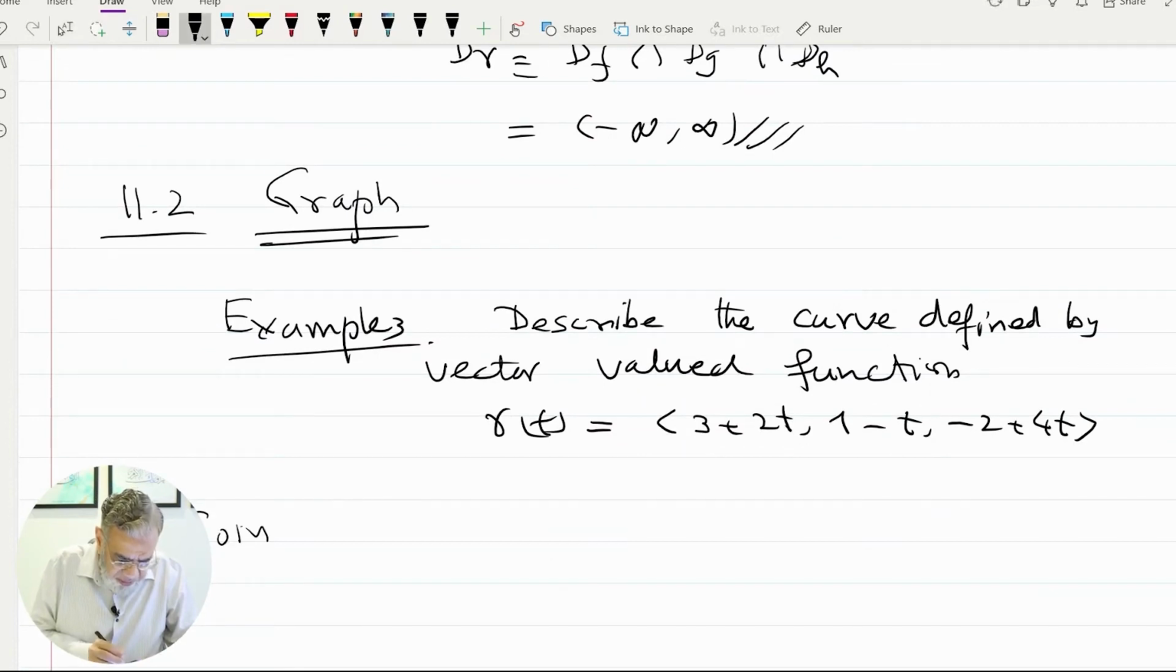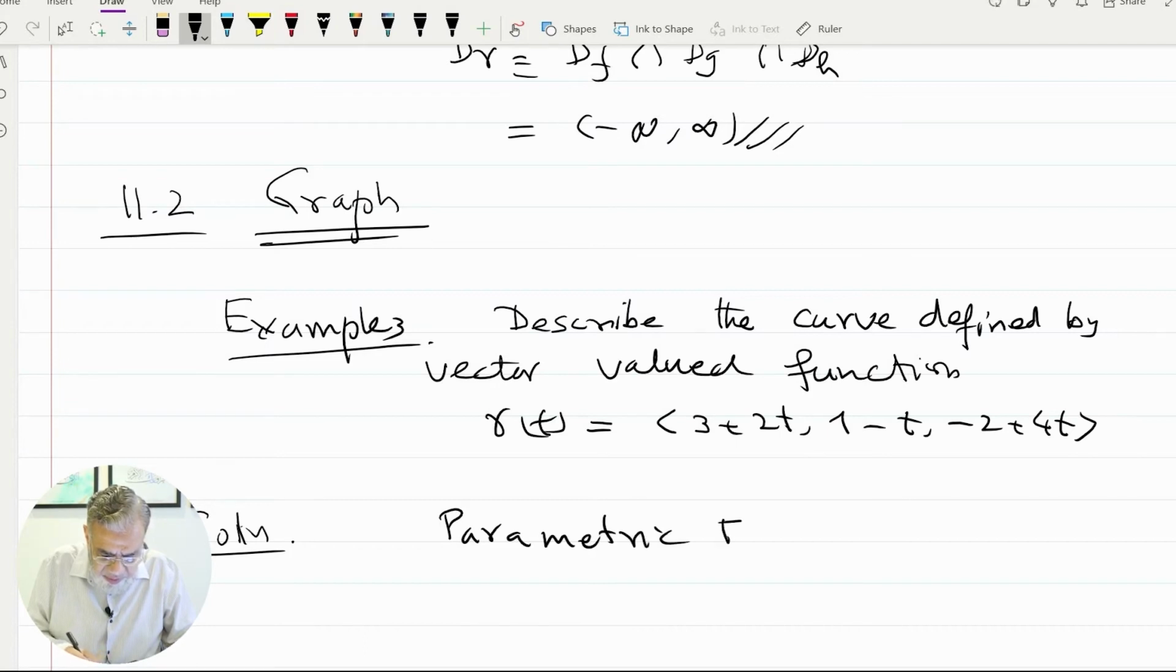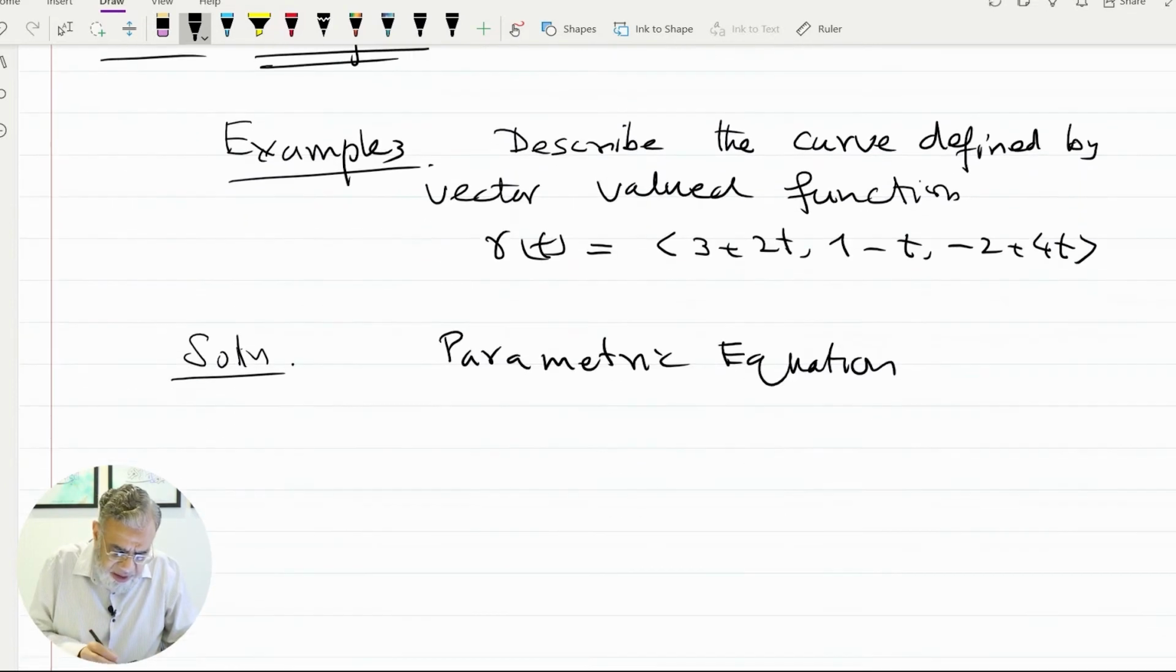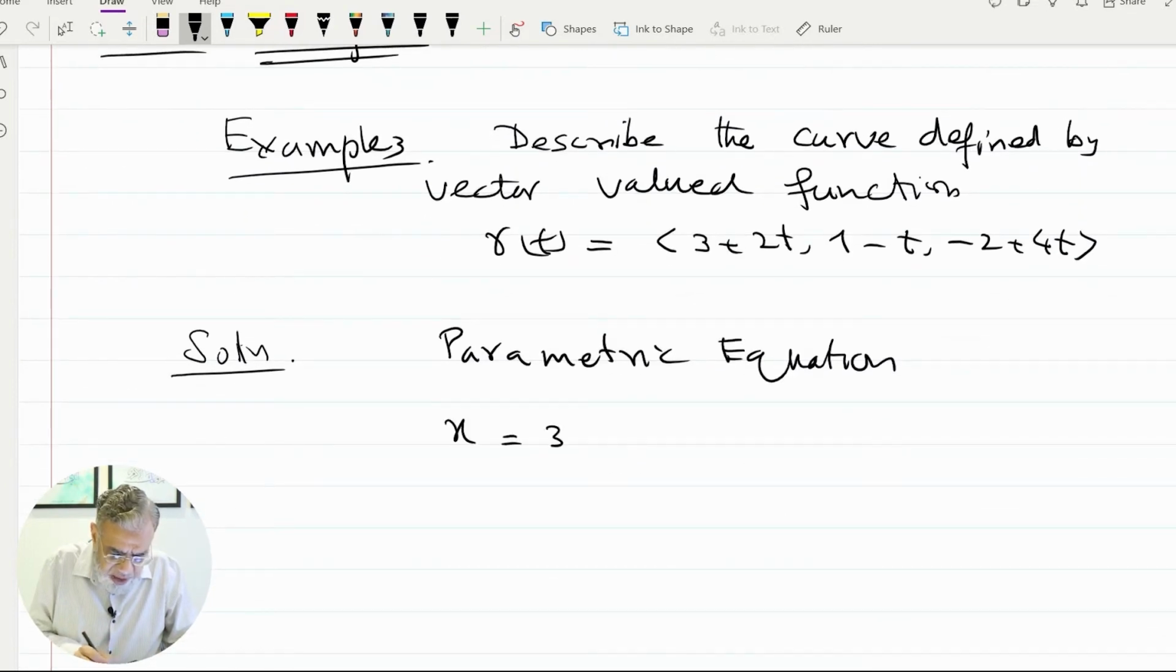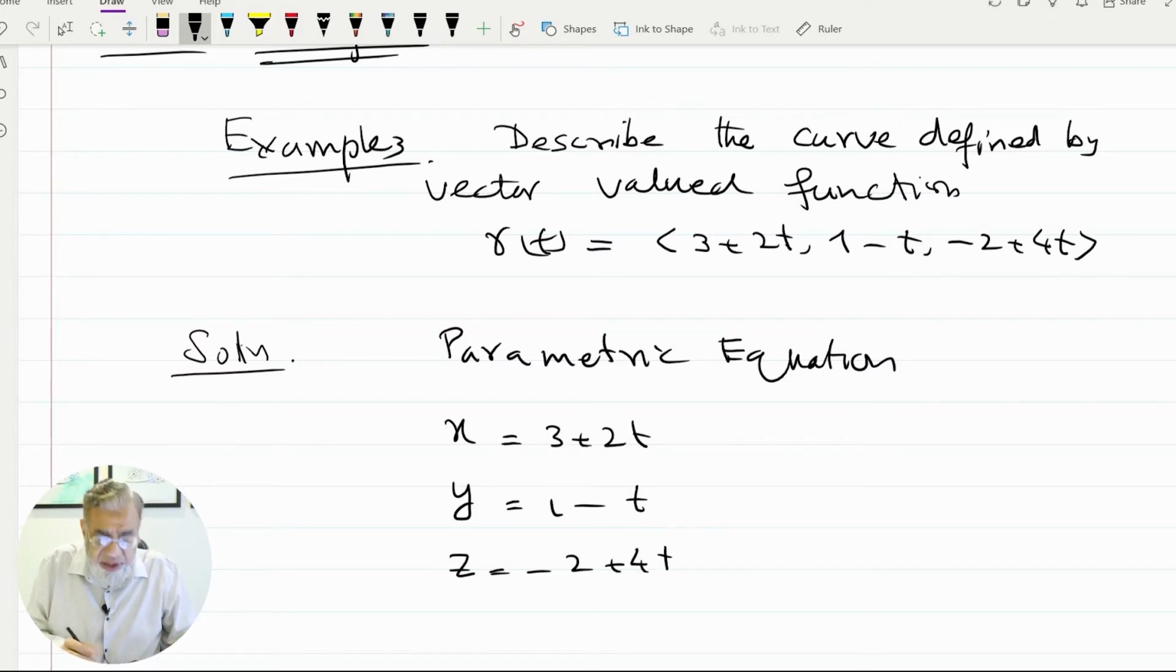For writing the solution, I first write my equation in parametric form. So I write the parametric equations of the curve. The parametric equations are given by the vector valued function. So we have x equal to 3 plus 2t, then y equal to 1 minus t, and z equal to minus 2 plus 4t, where t, we can see, these are polynomial functions. As I told you, for a polynomial function the domain is the real numbers, so I say t is in R.